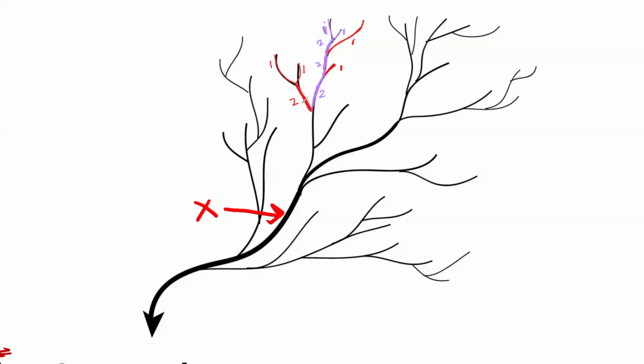So this stream order 2 combining with stream order 2, the purple one and the red one, what do they give us? Stream order 3. Yes, we're going to get a third stream order. So this is stream order 3.